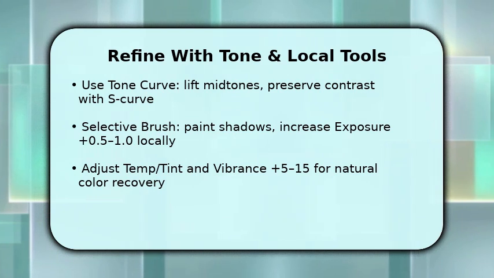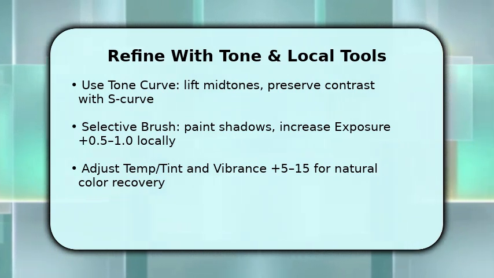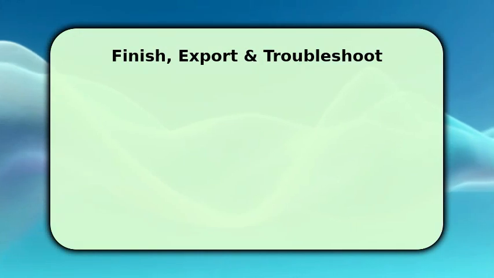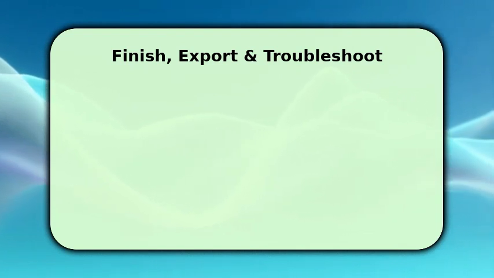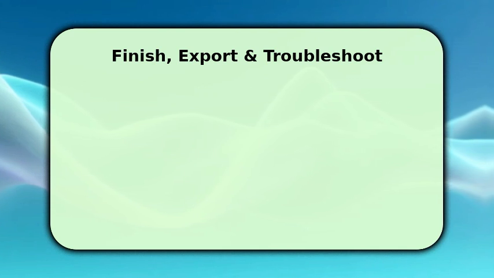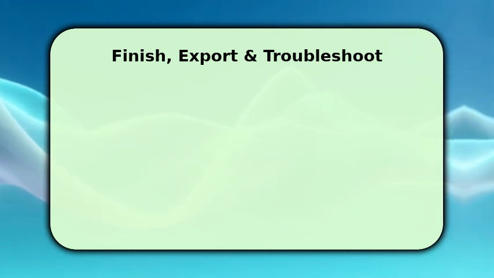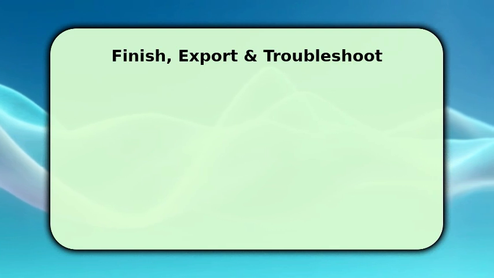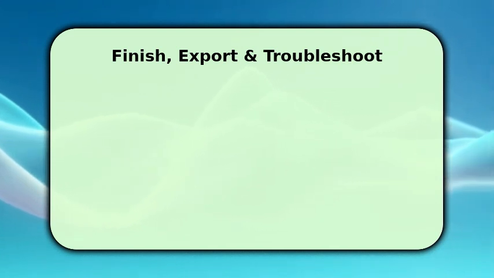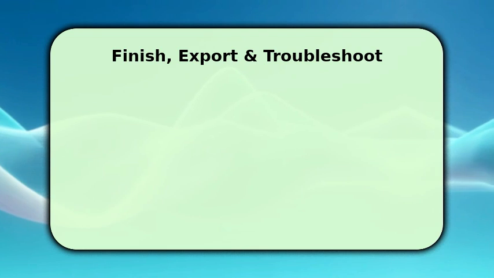Finish by toggling before slash after to evaluate your adjustments and apply a final preset or subtle LUT if you want consistency across shots. Reduce noise moderately after heavy exposure recovery. Noise reduction between 10 and 40 prevents mushy details, then sharpen cautiously. Export at full quality and the correct color space for delivery.